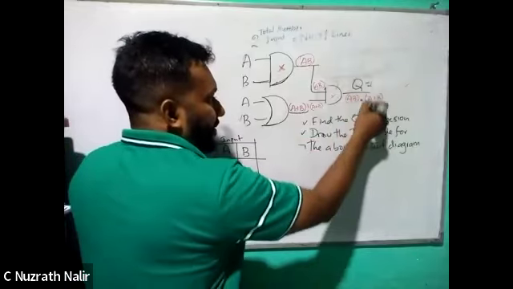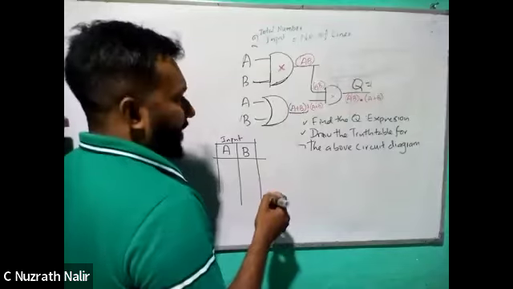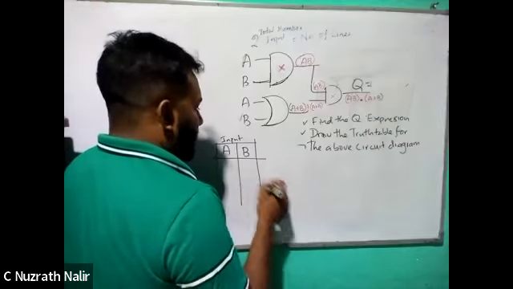This is A. Q is equal to AB plus AB dot A plus B.